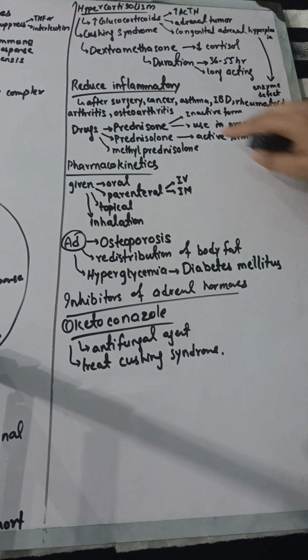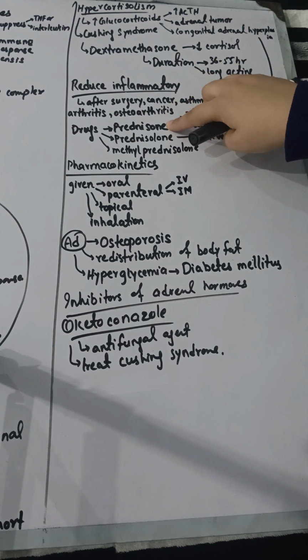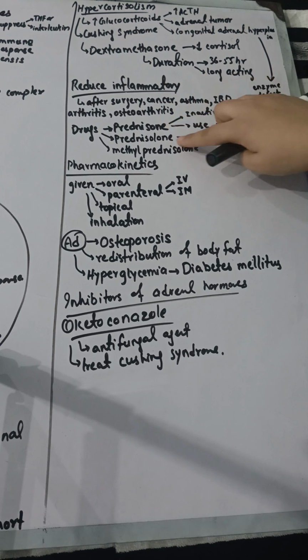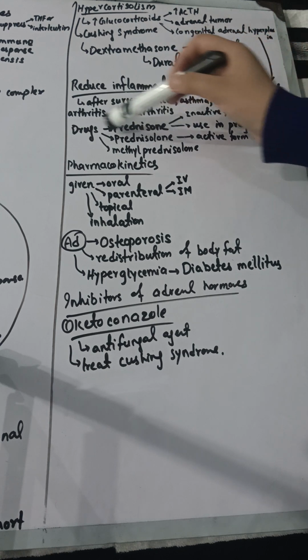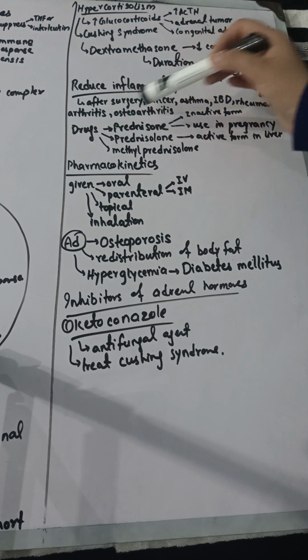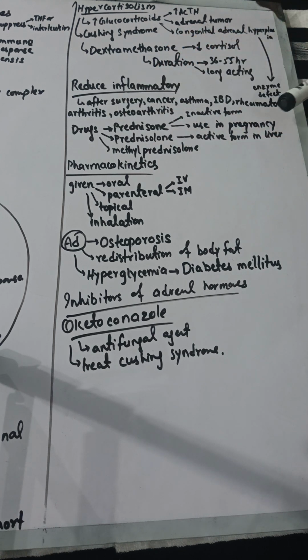So in our body we give the inactive form. It goes to the liver and converts itself into the active form, which is prednisolone. So we mostly use prednisone, the inactive form. It can also be used in pregnancy because it doesn't enter the body of the fetus. So it's quite helpful: it performs its action in the mother but doesn't enter the liver of the fetus.